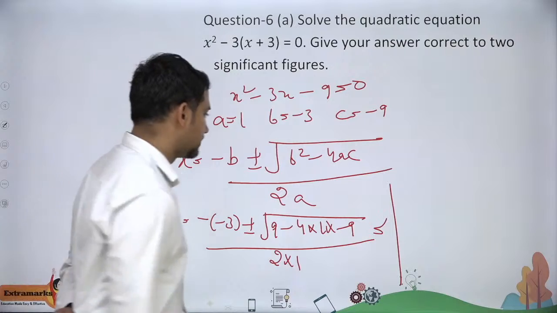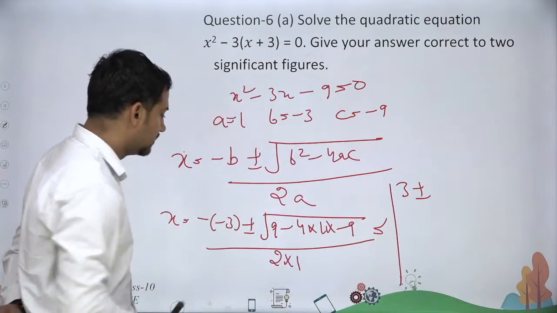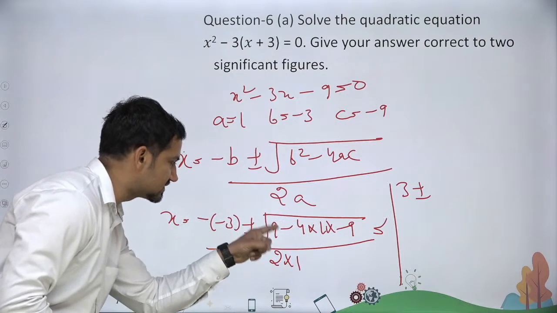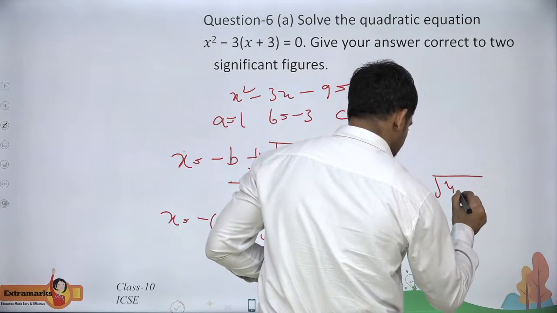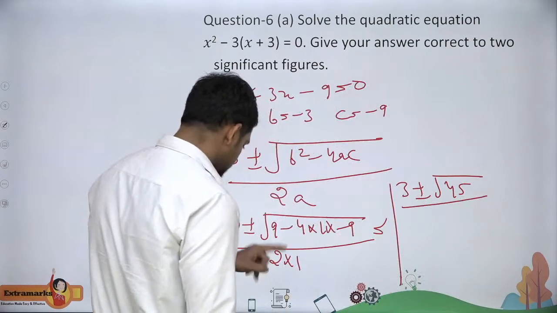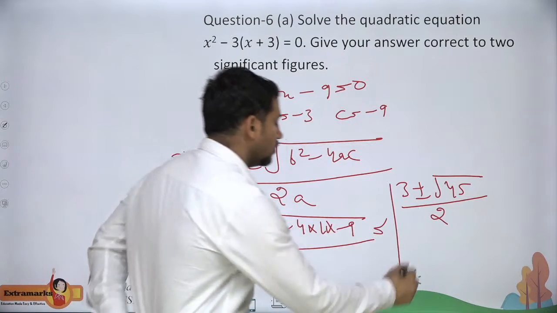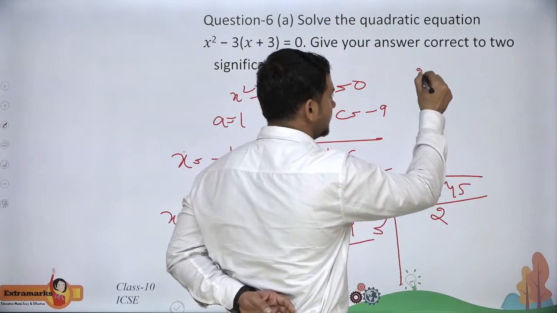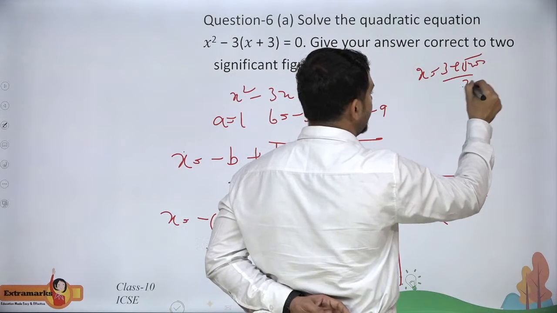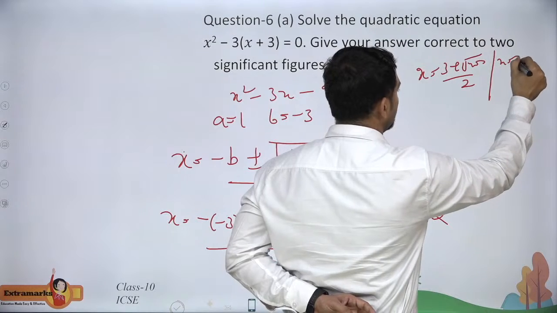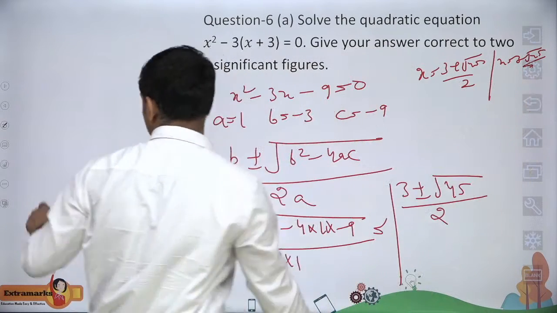Minus minus, plus 3 comes, then plus minus under root 9 plus 36, we get 45, upon 2. This is the value of x. Now, what are the two values of x? x is equal to 3 plus root 45 by 2, and x is equal to 3 minus root 45 by 2. And what is root 45?